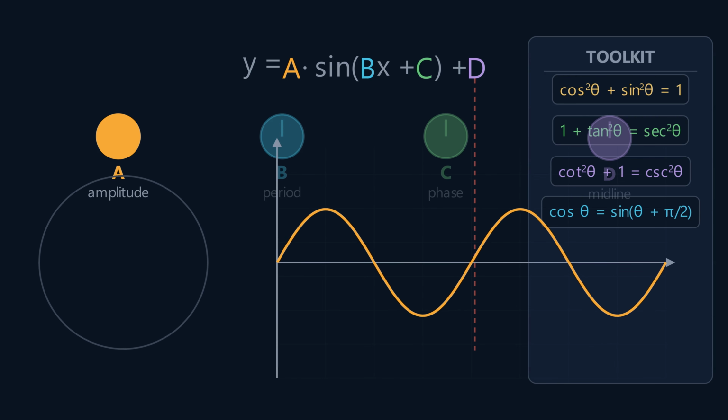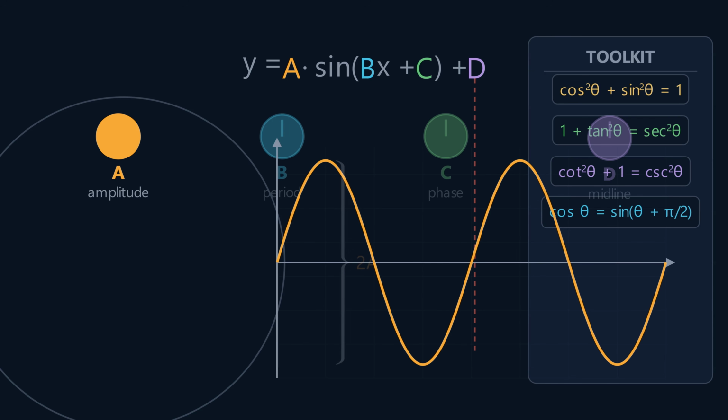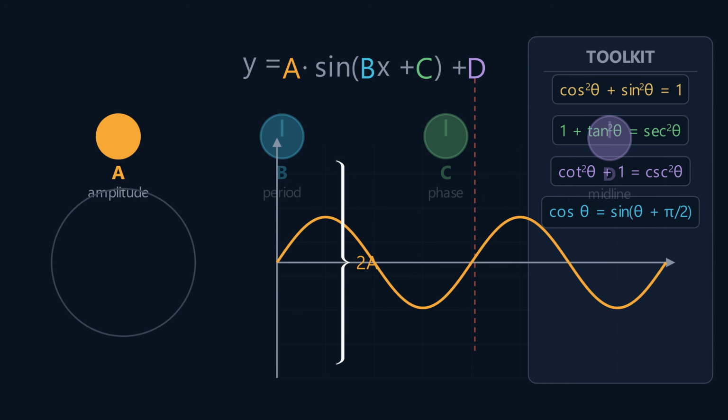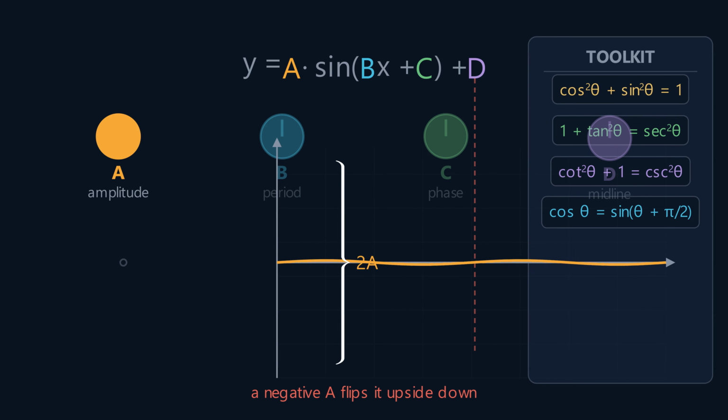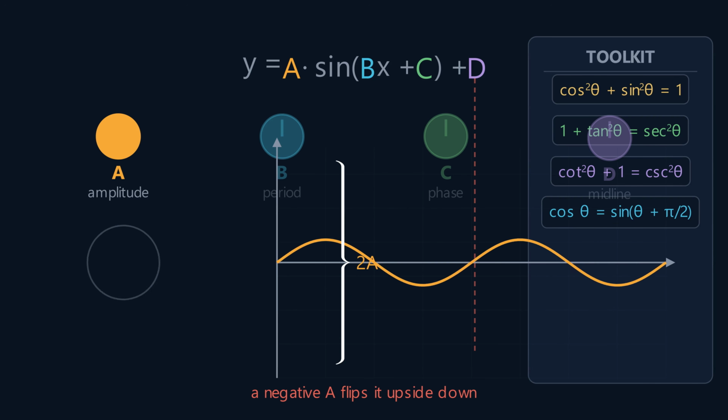And on the circle, it is simply the radius. Make the circle bigger, and the wave gets taller, because the point is climbing higher. Amplitude 3 means the wave swings from +3 to -3.